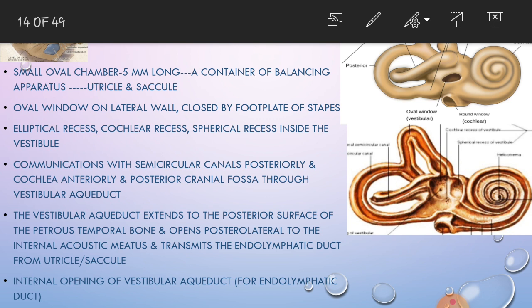Okay, the vestibule has communications with the semicircular canals posteriorly, the cochlea anteriorly, and communication with the posterior cranial fossa through the vestibular aqueduct. The vestibular aqueduct extends to the posterior surface of the petrous temporal bone and opens posterolateral to the internal acoustic meatus and transmits the endolymphatic duct from the utricle and the saccule. The internal opening of the vestibular aqueduct for the endolymphatic duct is seen here, in the center of this elliptical recess.